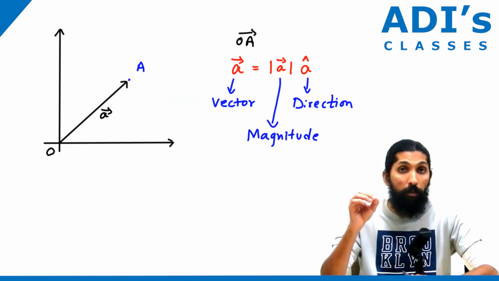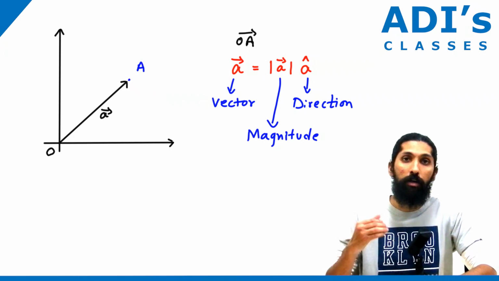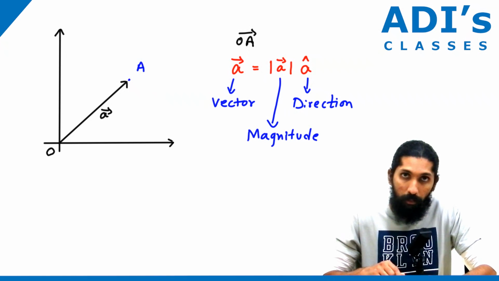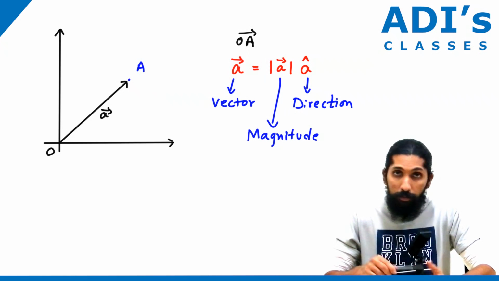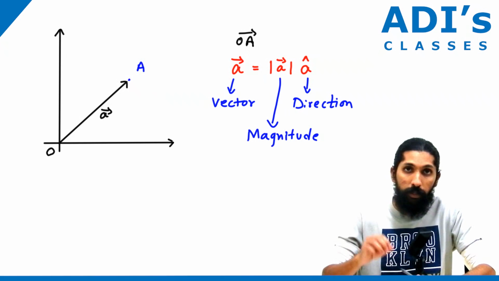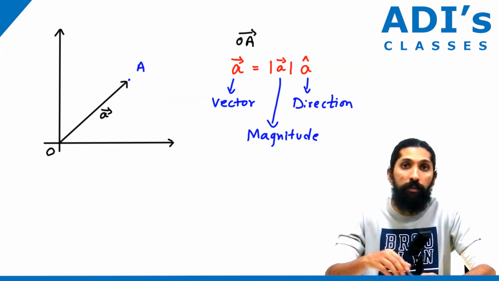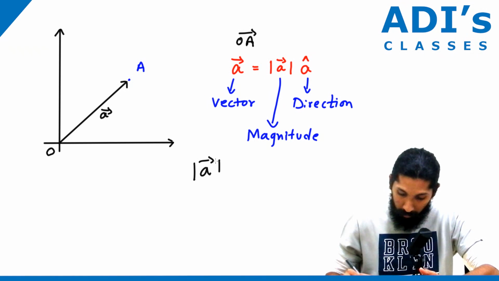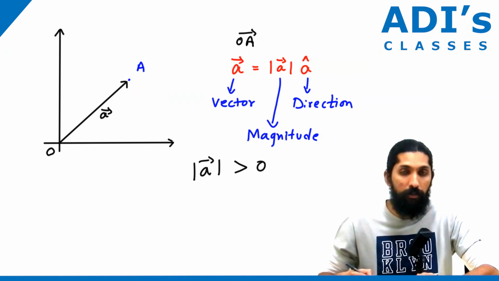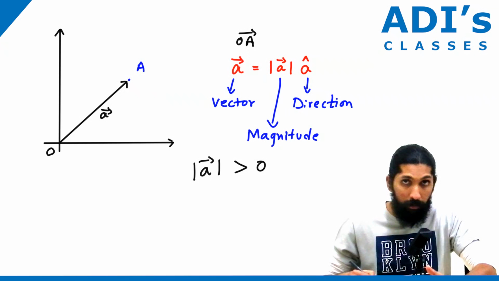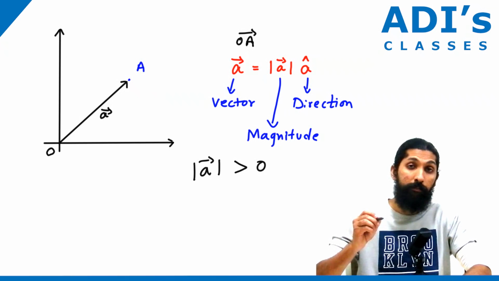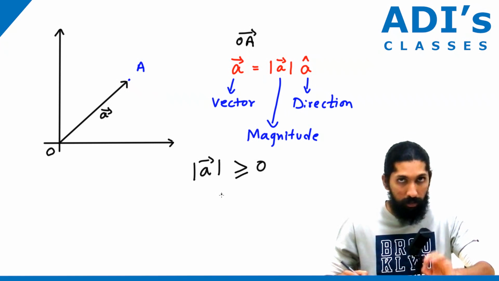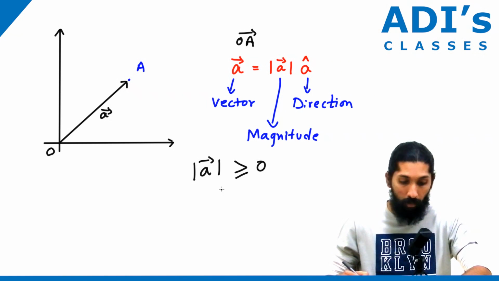Okay. Now magnitude, whenever we talk about magnitude, is basically length, correct? Can length be negative? No, obviously not. That's why modulus of vector A is always greater than or equal to 0. This can never be a negative value. It can be equal to 0 or it can be greater than 0. This is possible.